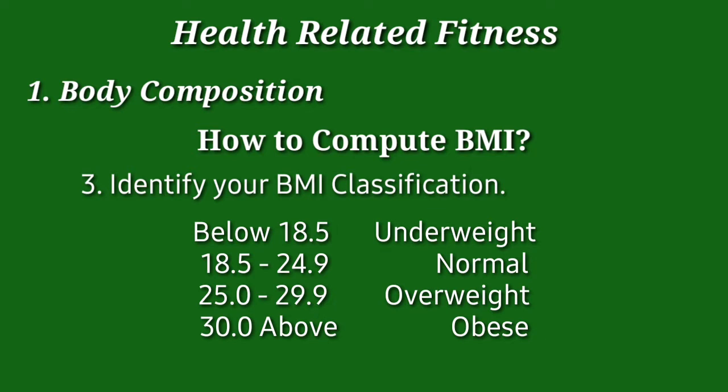If your BMI is less than 18.5, that means you are underweight. If your BMI is 18.5 to 24.9, that means you are normal. If your BMI is 25 to 29.9, that means you are overweight. And if your BMI is more than 30, that means you are obese.